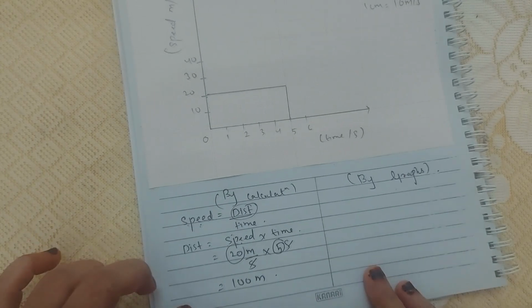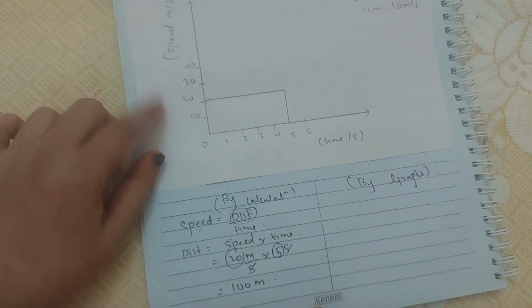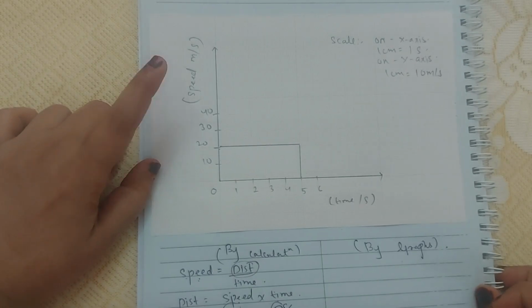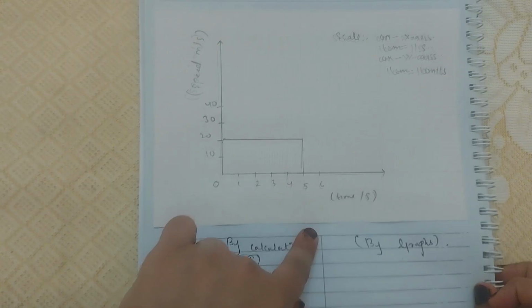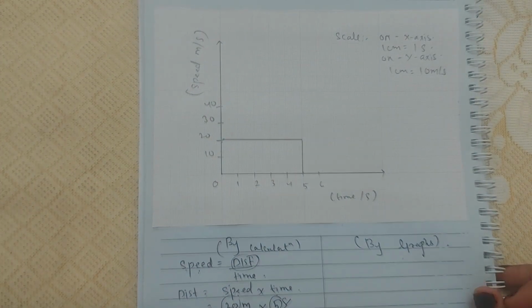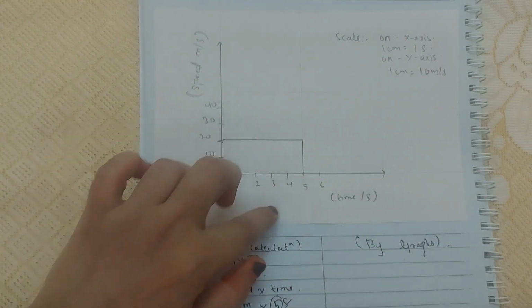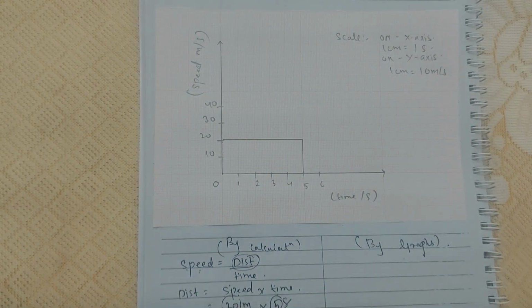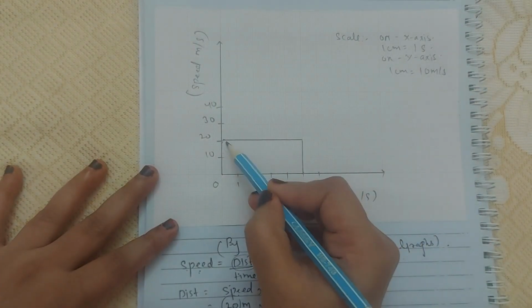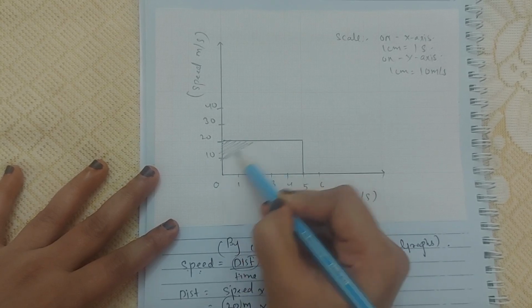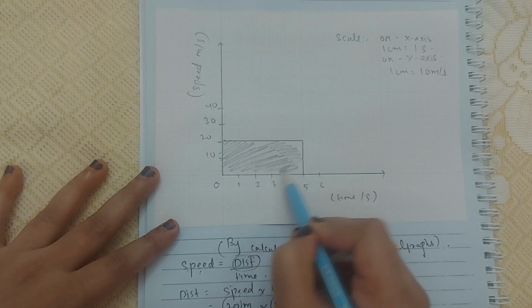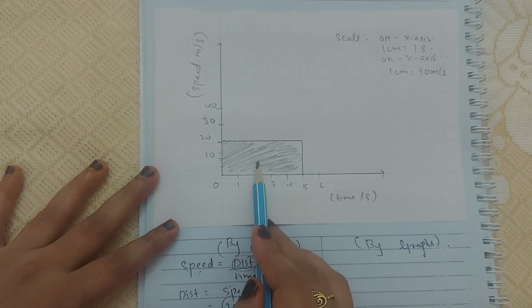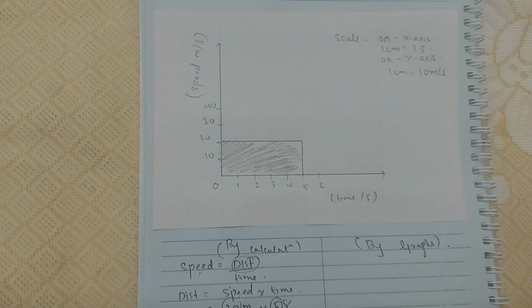Sometimes in a question they ask that you need to find out with the help of the graph. Now how can you find out distance with the help of the graph? If the graph is a speed time graph, you can find out the distance of the object from it. How? You have to find out the area of this shaded region. The region that I am shading is nothing but a rectangle, so you can find out the area of the rectangle and you will get your distance.